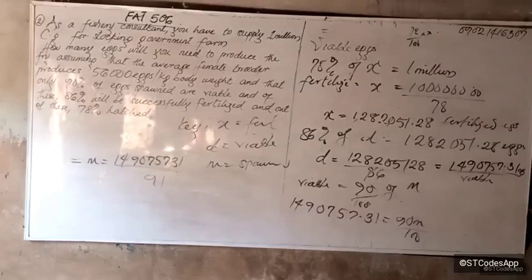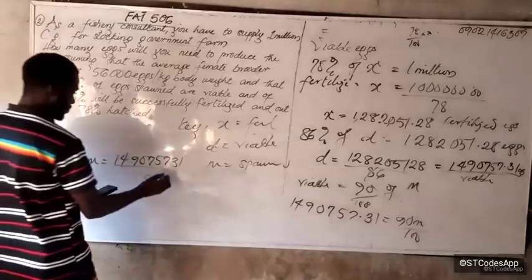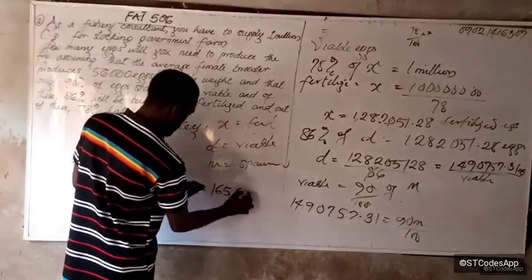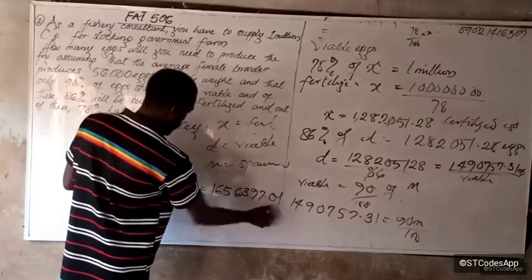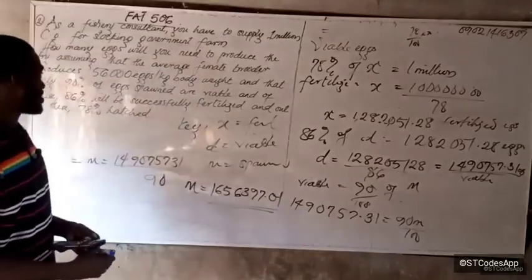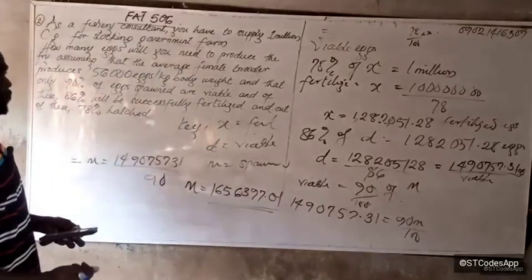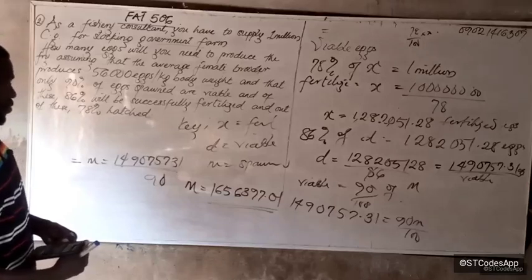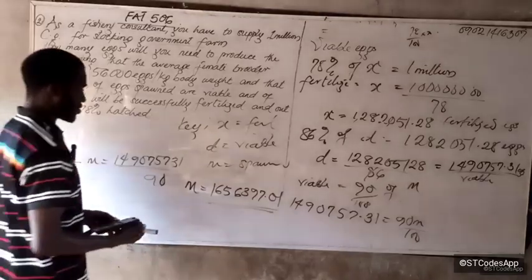1490757.31 divided by 90. It's supposed to be 90, not 91. Let me calculate. 1656397.01. So this is the amount of eggs that were spawned. Is that okay? That's the amount of eggs that were spawned. All right. And I think that is the answer to the question.